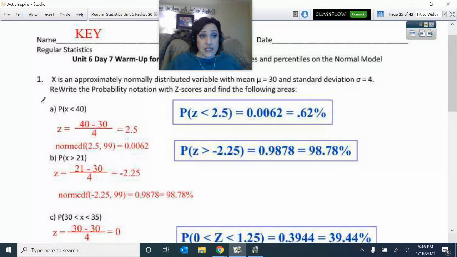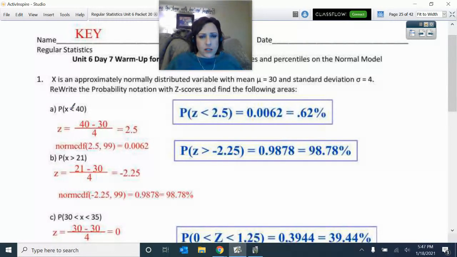You'll also notice that I did not provide you with the guideline of what you write over here, that the mean is 30 and the standard deviation is 4 and your x value was 40. So I kind of left you to your own devices. You may have written that yourself. All right, so then we get the area.